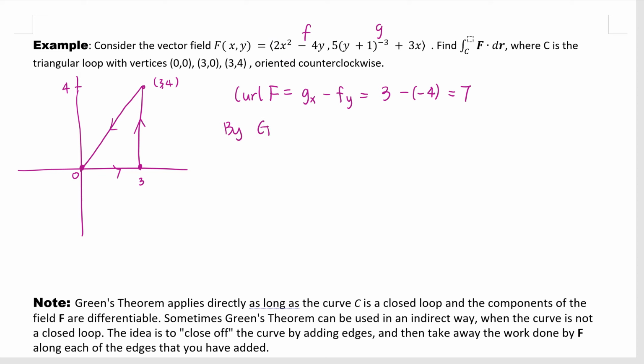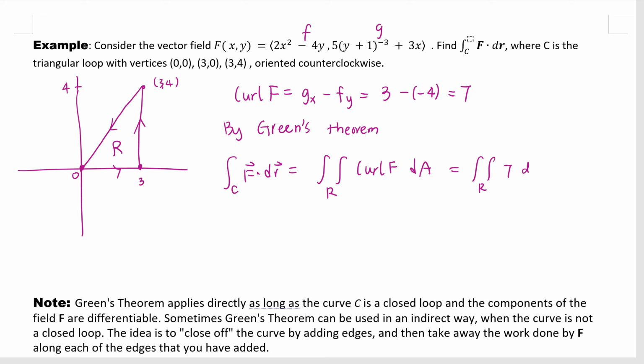Then by Green's theorem, our circulation and line integral equals the double integral of the curl of F on the region R, right? But you know what happened? The curl is a constant. Then we can pull it outside of the double integral. And do you know what this is? This is just the area of the region.